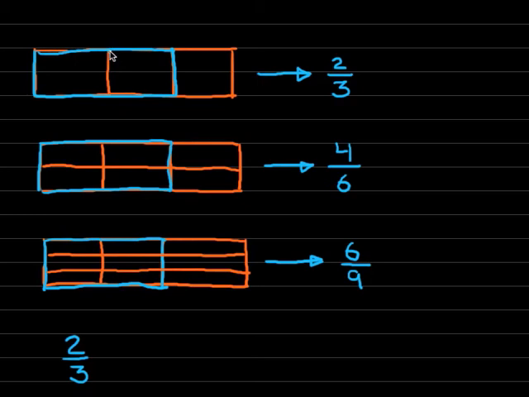So my poor drawing notwithstanding, each of these blue rectangles encompasses the same area. So 2/3 must be equal to 4/6, which must be equal to 6/9.